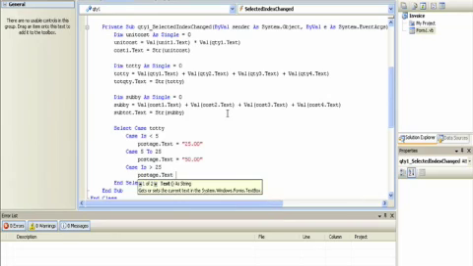Postage.text, 75 quid. Penalise the people that buy more. That's a really good business model. There we go. So, that's that.